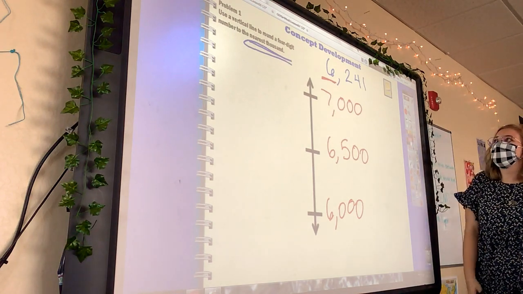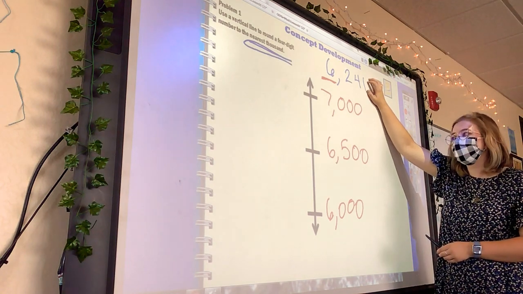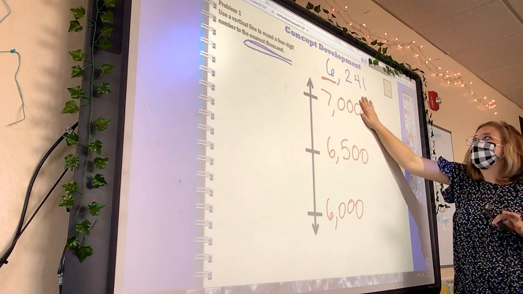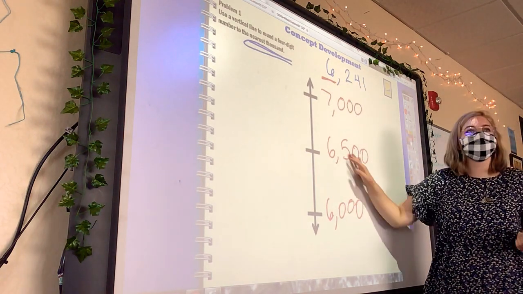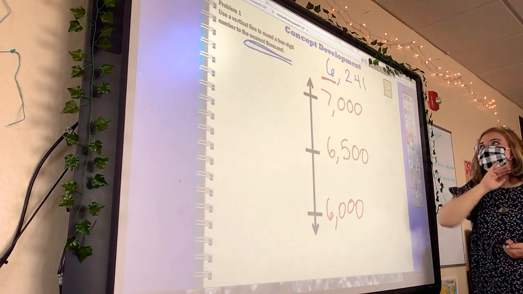So, then we go back to our number that we're working with, 6,241, and I've got to find where it falls on the number line. Okay, so I look at it and I go, okay, it's 6,000, which means it's going to be in this range somewhere, right? It's not going to be above the 7,000. That doesn't make sense, right?